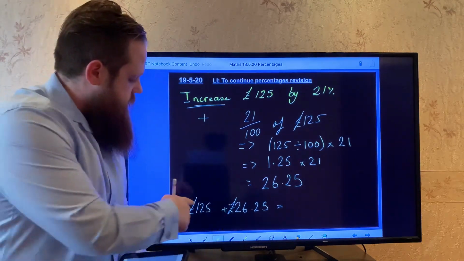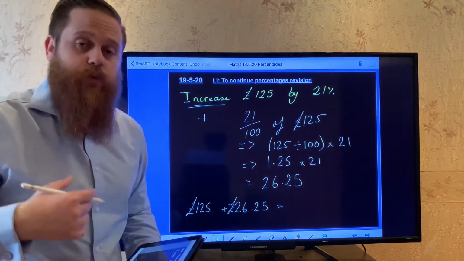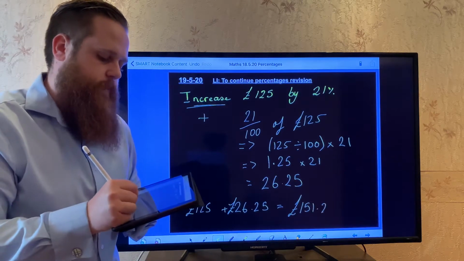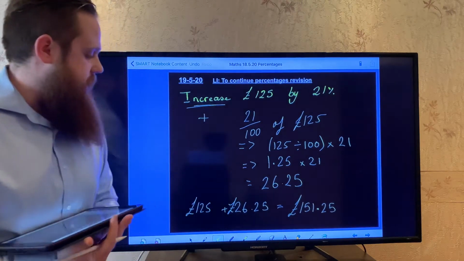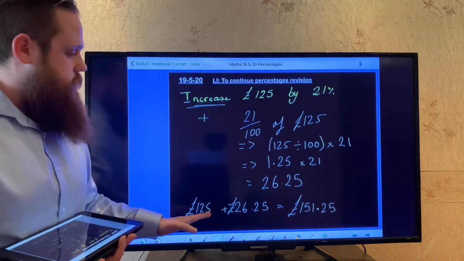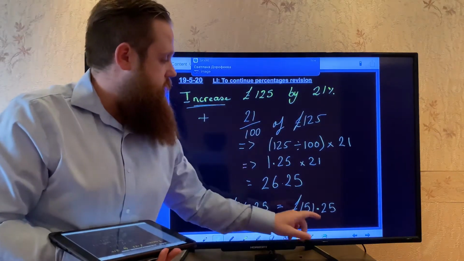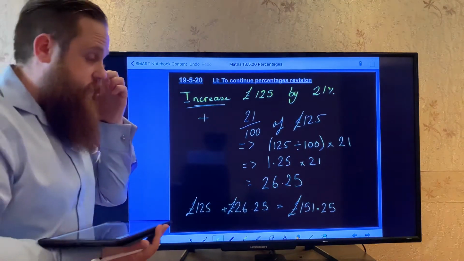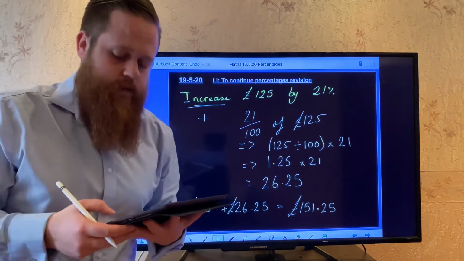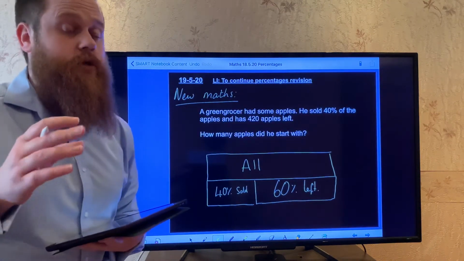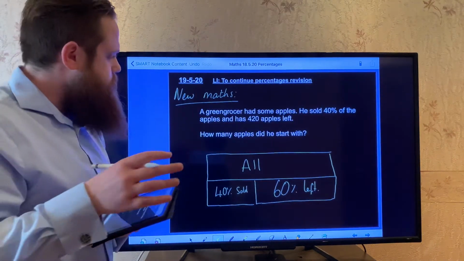Again, you could use column method, you could do it mentally, whatever suits you. Well, I could do this mentally. 125 plus 26, that's 151. Plus my 0.25, and that just goes on the end there, okay? So there we go. Solved. Increase this by 21% is £151.25.